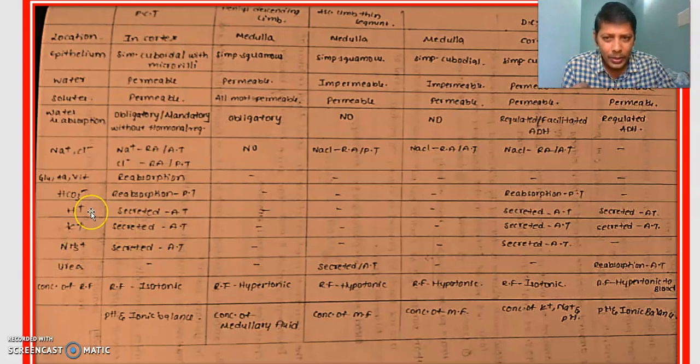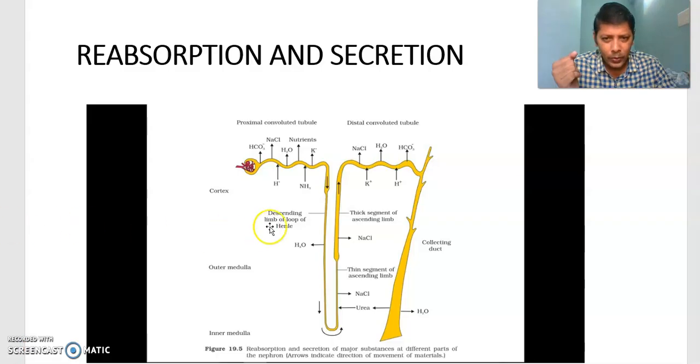Okay, next one. What is the next one? H plus ions are secreted at PCT by active transport. All secretions are active transport, and K plus is secreted. I will show you that one. Here you can see H plus is secreted, and Na plus, NH3 are secreted, but here K plus is reabsorbed, but in the NCERT textbook it is given as a secretion. Okay, K plus is secreted, H plus is secreted, NH3 is secreted.